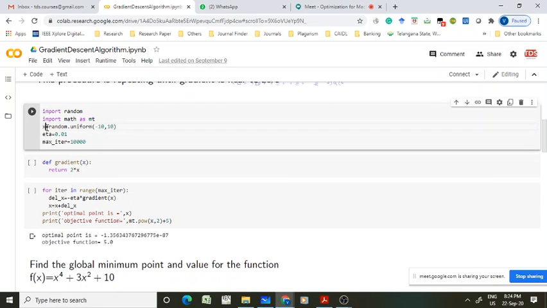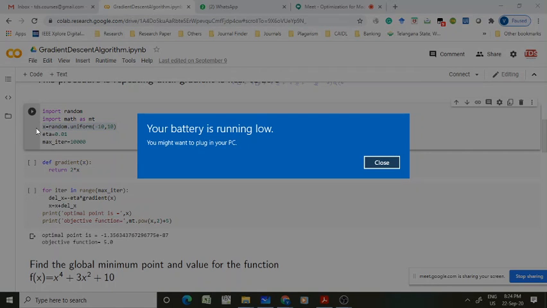Now x equal to random.uniform(-10, 10). That means what I am doing here is randomly generating one value from minus 10 to 10 and assigning it to the variable x as the initial point. I am randomly generating a value from minus 10 to 10 and assigning that value to x.